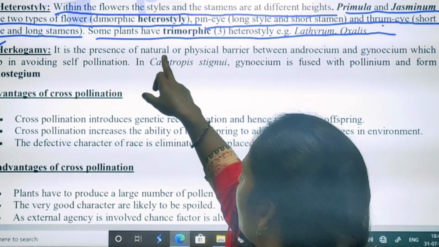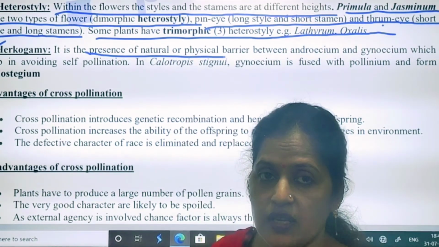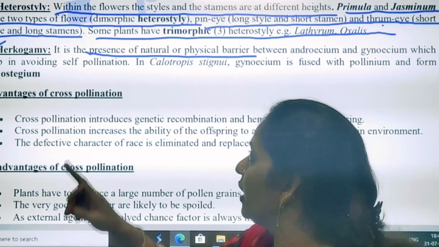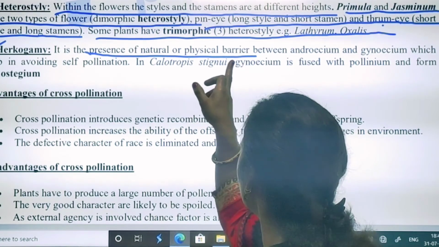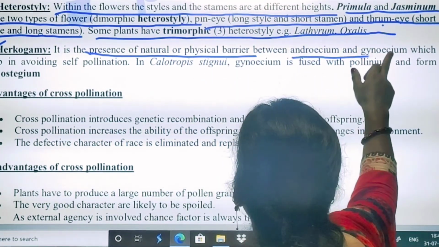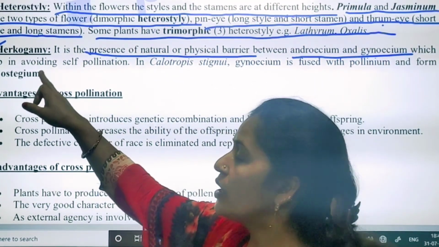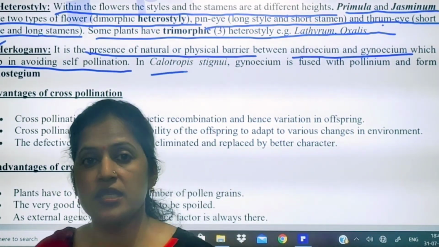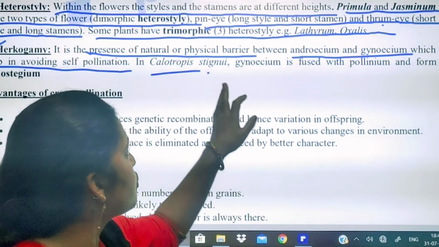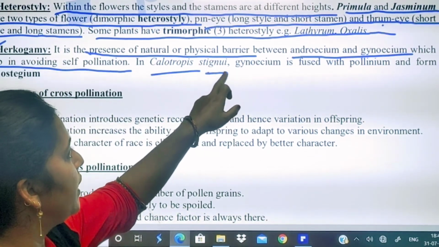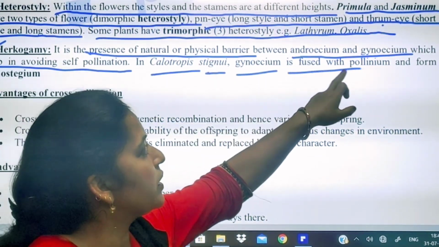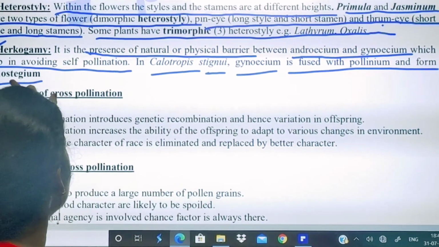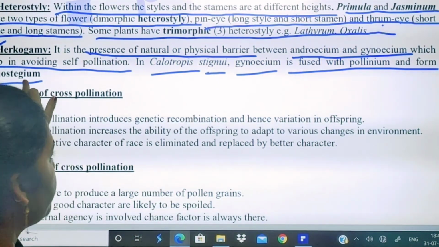Fifth type of the cross pollination, that is herkogamy. It is the presence of natural or physical barrier. इसमें जो presence होगी वो किस चीज की होगी, natural or physical barrier between androecium and gynoecium which help in avoiding self pollination. So in Calotropis अगर हम common example देखते हैं, Calotropis में stamens and gynoecium that is fused with the pollinium and forms the gynostegium.